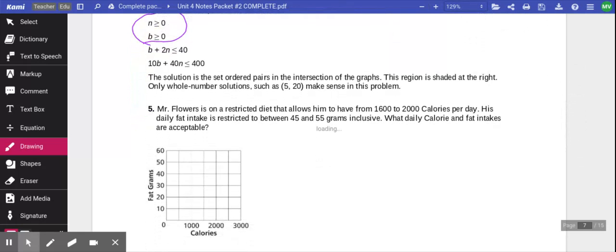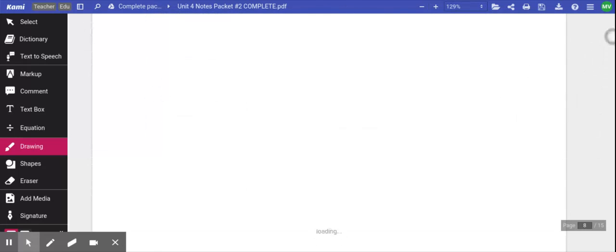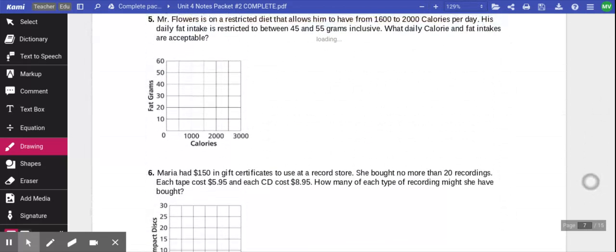So now let's do one together. So I want you to pause and I want you to think about the equations for 5 and 6. And then come back and we'll check and graph.